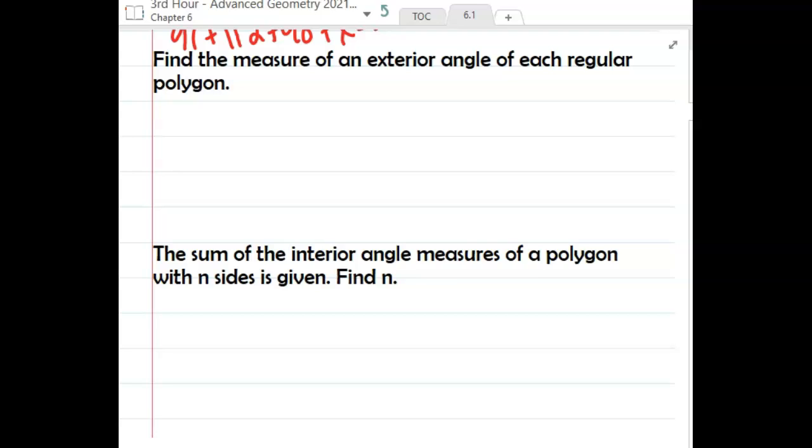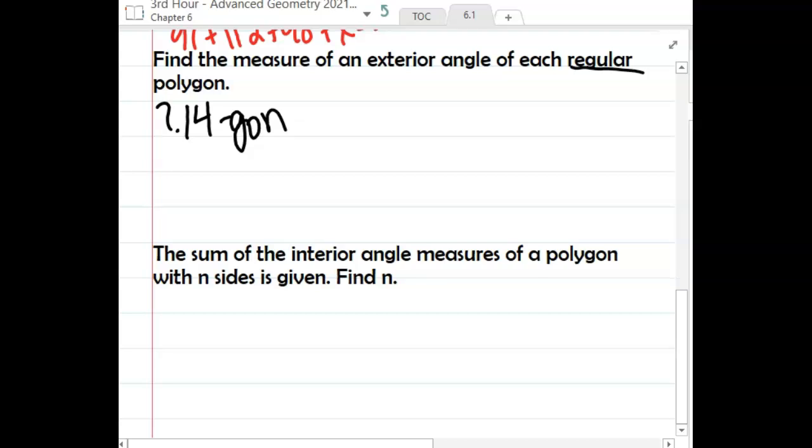So if I have a 14-gon, a figure that has 14 sides. It does say it's a regular polygon, which means all the interior angles are congruent, which by extension means all the exterior angles are going to be congruent as well. So if I wanted to find the measure of one of the exterior angles of a 14-gon, what would I do?